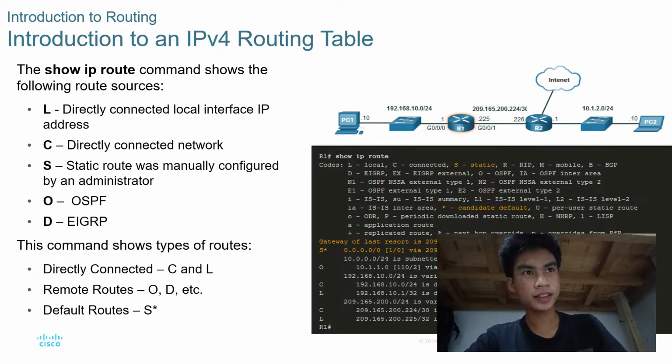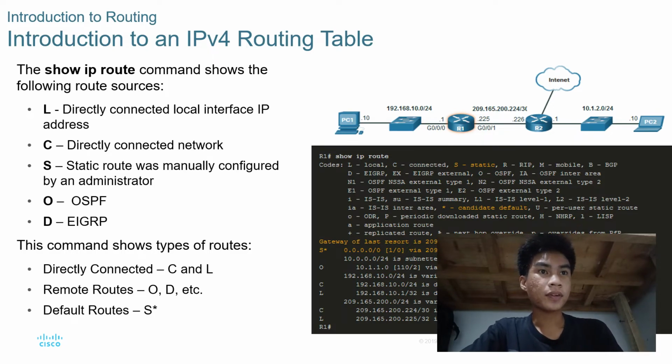A directly connected route is automatically created when a router interface is configured with IP address information and is activated. The router adds two route entries with the codes C and L. The route entries also identify the exit interface to use to reach the network. The two directly connected networks in this example are 192.168.10.0/24 and 209.165.200.224/30.